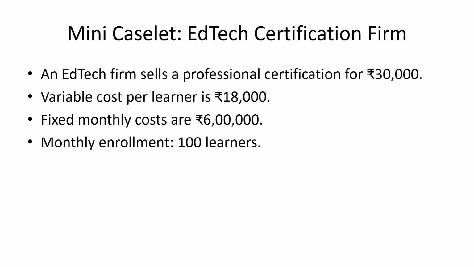Variable cost may be in the form of, let us say, the study material that needs to be procured for each of these participants, or the platform charges that need to be paid for each of the students. Combining all this cost, it is 18,000 rupees, and let us say fixed monthly cost is 6 lakhs rupees. Monthly cost can be in the form of the rent of the office, the salaries of the staff. These are fixed monthly costs, and let us say the monthly enrollment is 100 learners.